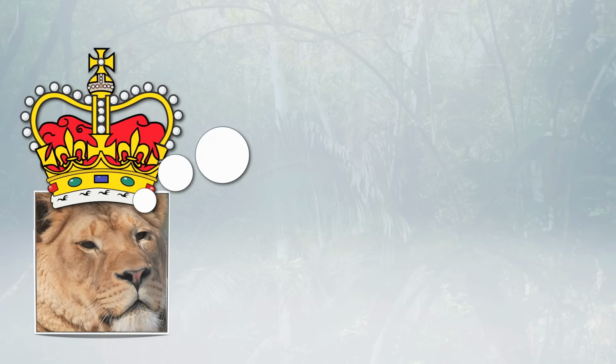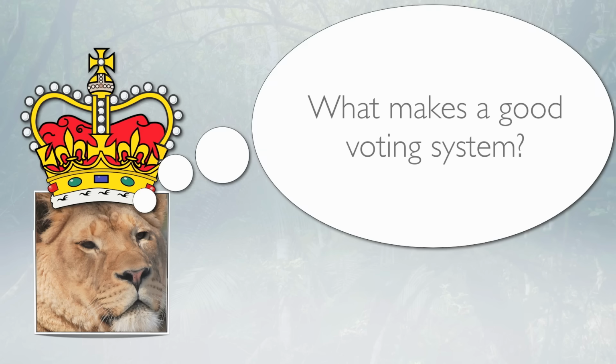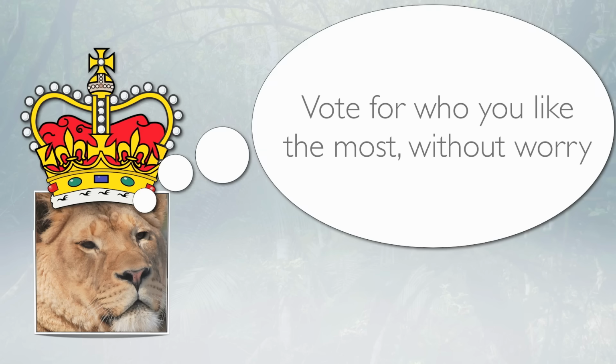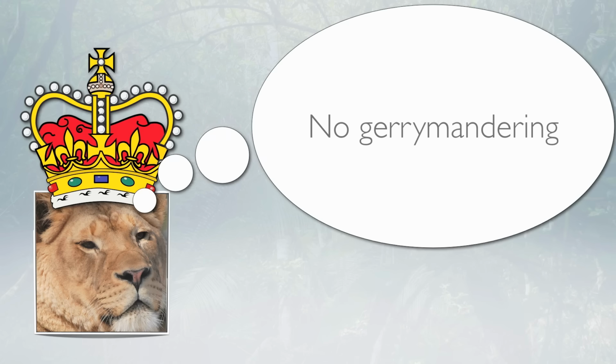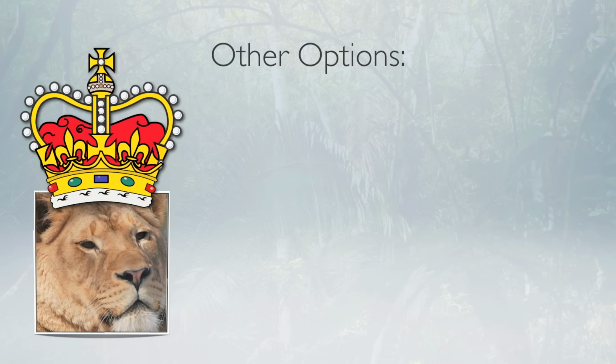And she's been thinking, what makes a good voting system? Well, you should be able to vote for the candidate who you like the most without worrying. More choice in representatives is better. The system shouldn't be susceptible to gerrymandering, and it should be open to new political parties. Luckily for the Queen, there are several different voting systems to choose from, including the alternative vote, but that will have to be discussed in detail at another time.